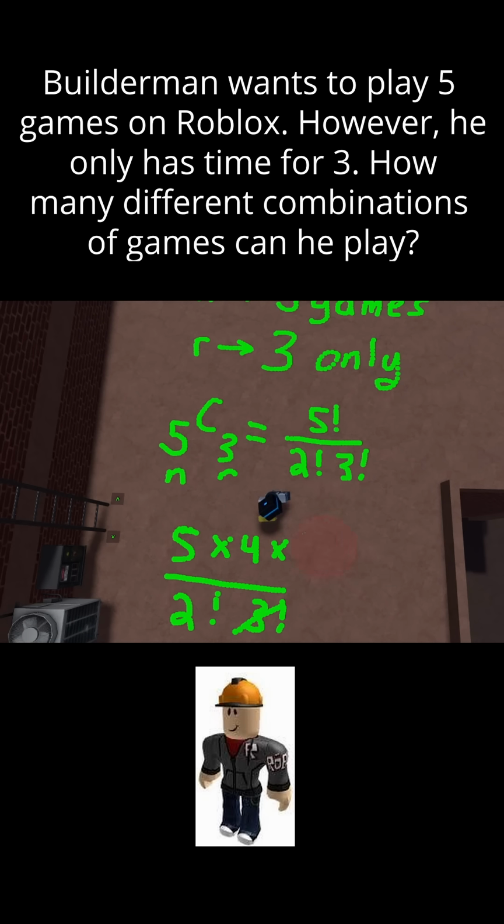So what I'm left with is 5 times 4 divided by 2 factorial, which is just 2 times 1. Or that's just 2 only, because 2 times 1 is just 2. So let's just do the math, because this one is simple to do. 5 times 4 is 20. 20 divided by 2 is just 10. So all this means is that if Builderman can play 3 games only out of 5 he wants to choose from, there's 10 possible combinations for him to play.